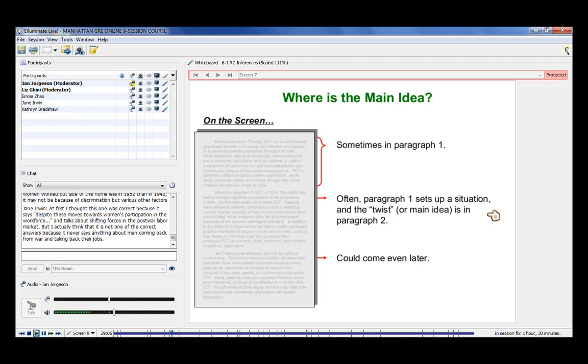Now, that doesn't mean it's always going to be there, but that's a tendency that occurs enough to be aware of it. All right, stop me now before we do this passage. Any questions?